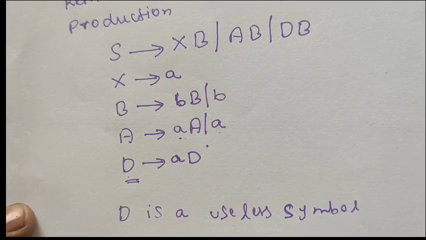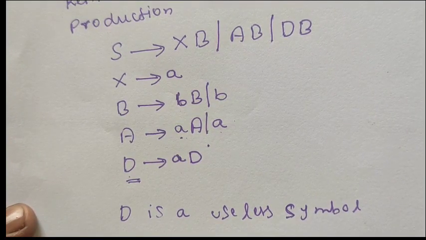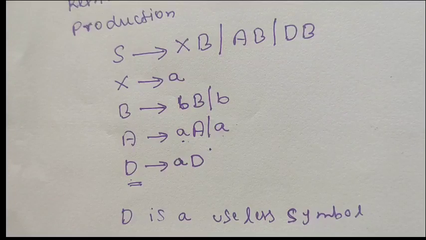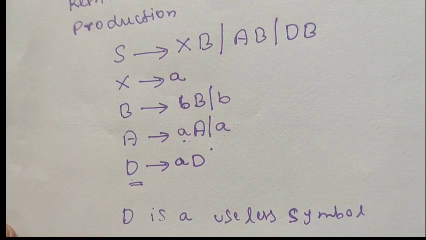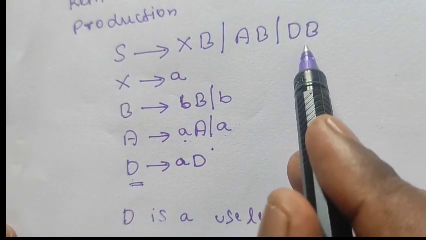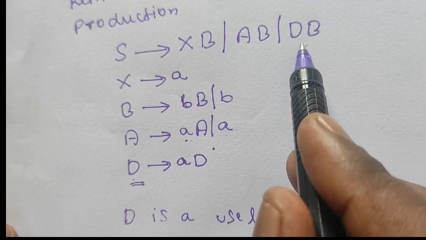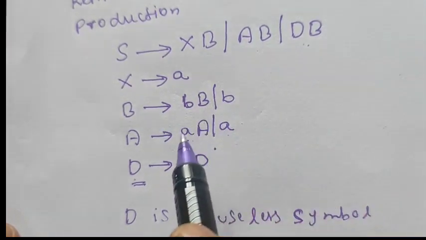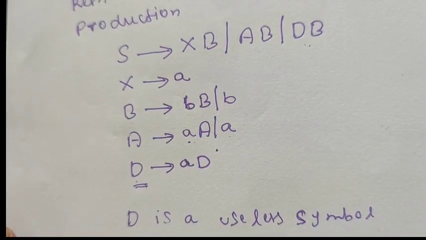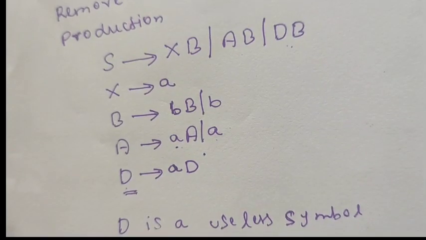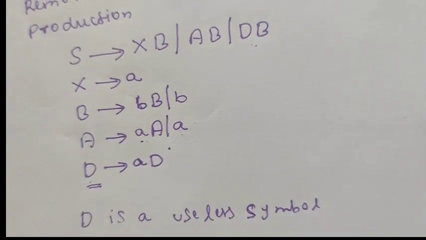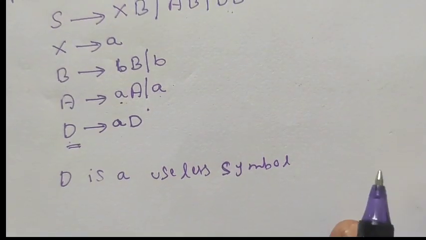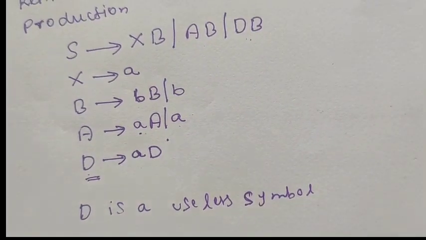Wherever D is there, we have to eliminate such symbols in the production. D is taking place in this production here. This production should not be there. Wherever D is there, such a production has to get eliminated. So I will rewrite the productions. After eliminating D, we'll rewrite the productions.